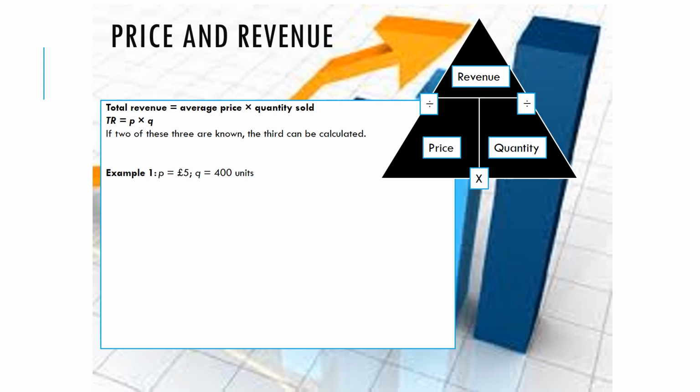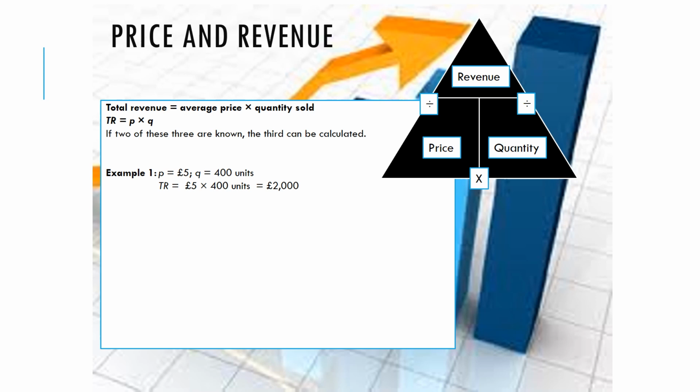So let's have a look at an example. Let's imagine the price of a product is £5, our sweet shop for example, and we sell 400 units, or the quantity sold is 400. Quantity sold, units, number produced, these all mean the same thing. They're the number of physical items that have been made. So what would be the revenue? Well, revenue is price times quantity, how much they charge for each sweet multiplied by the number of sweets that they make. So in this situation, our revenue would be £2,000.